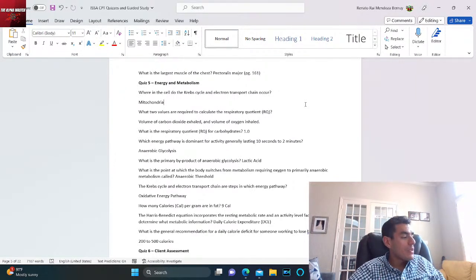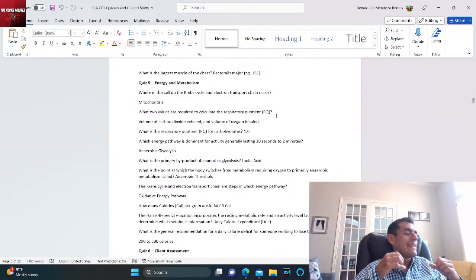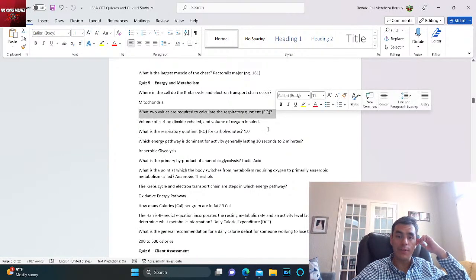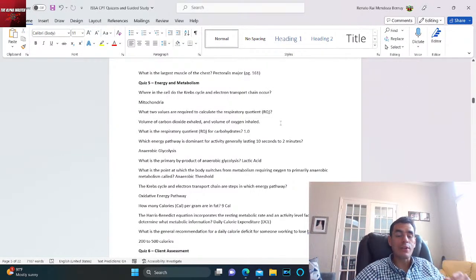Now, which two values are required to calculate the respiratory quotient? The two values required to calculate the respiratory quotient, the RQ, are the volume of carbon dioxide exhaled and the volume of oxygen inhaled.